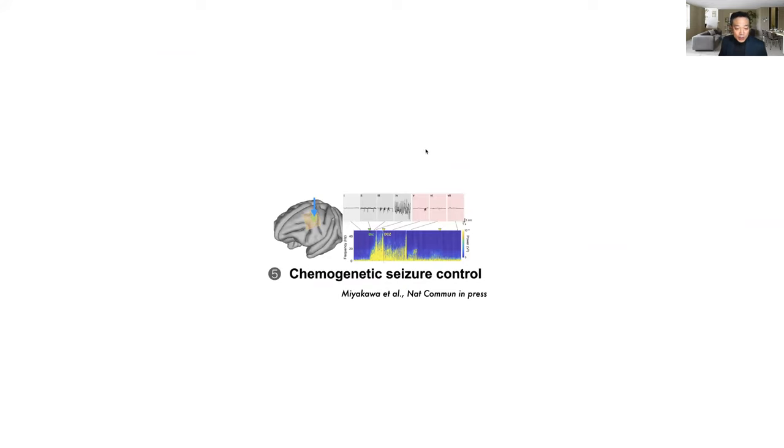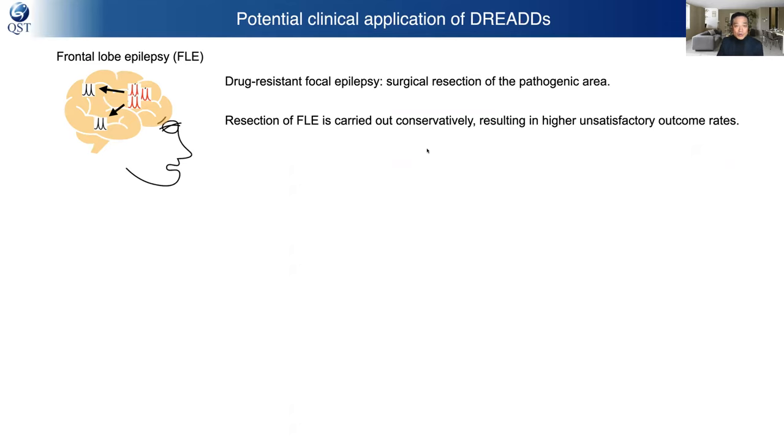Okay, finally, I'd like to show our recent demonstration of chemogenetic seizure control as a potential clinical application of DREADD. For the potential clinical application, we are focusing on frontal lobe epilepsy because patients having drug-resistant focal epilepsy sometimes undergo surgical resection of the pathogenic area. But if the pathogenic area in the frontal lobe is related to language or executive function, it's difficult to take out that brain tissue. So the resection of frontal lobe epilepsy is carried out conservatively, resulting in a higher unsatisfactory outcome rate.